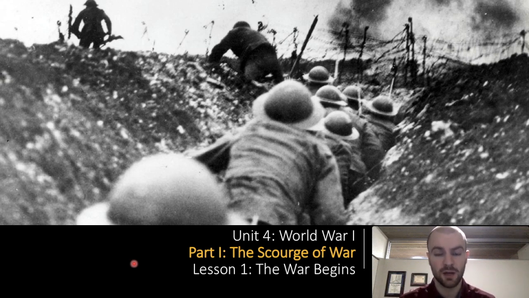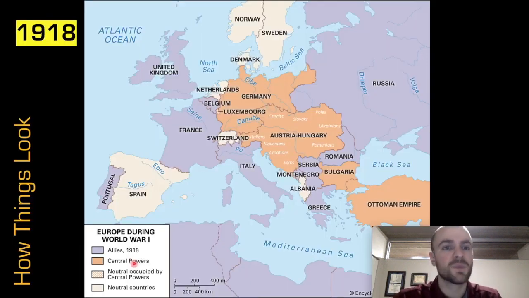Today we're going to begin our fourth unit in this class on World War I with a lesson that discusses how the war begins. We're going to discuss the four main causes of World War I, as well as discuss America's stance on the war when it begins. So, as with every unit, we're going to begin with a map of how things look. This map illustrates the situation in 1918.